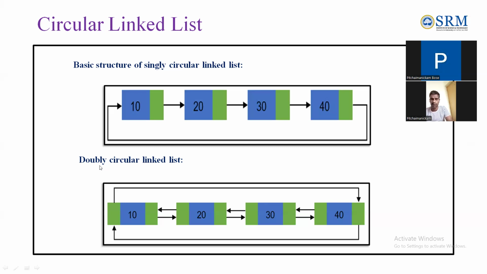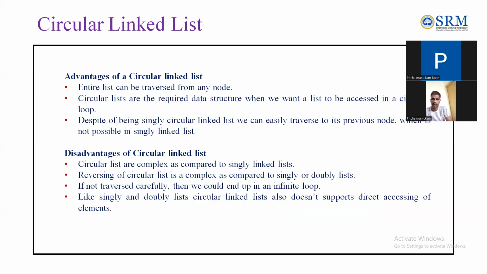Suppose you want to build the doubly circular linked list, that is 10, 20, 30, and 40. Here we are using double pointers, a front and a back. There are two pointers used: the forward pointer connects the last element to the first element, and the backward pointer connects the first element to the last element. So this is the difference between the singly circular linked list and the doubly circular linked list.